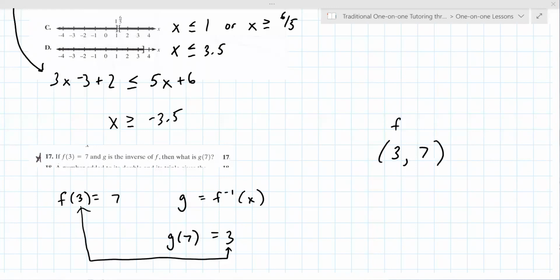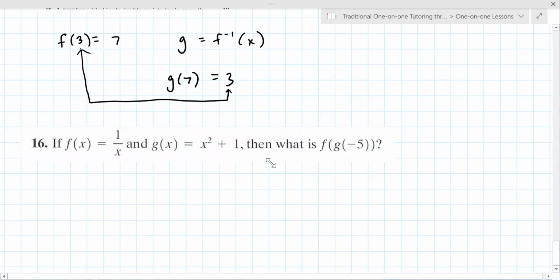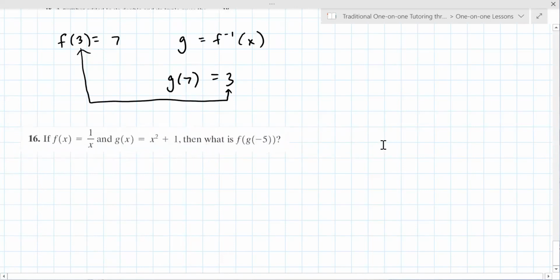All right, let me do 16 and then move to the next section, and then we can come back if we have more time, but I like to try to break them up in half. If f of x equals 1 over x and g of x equals x squared plus 1, what is f of g of negative 5?